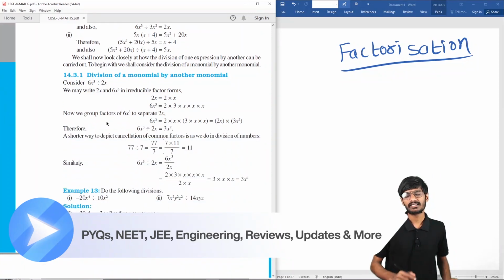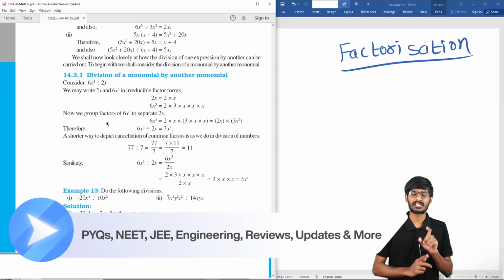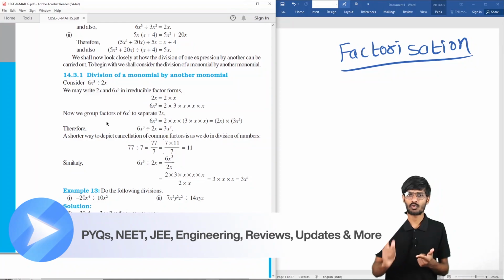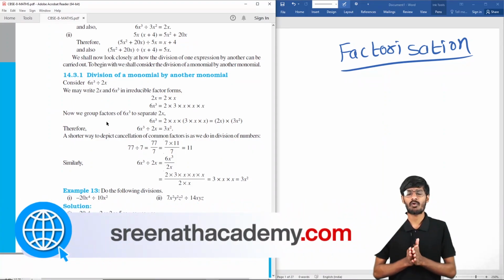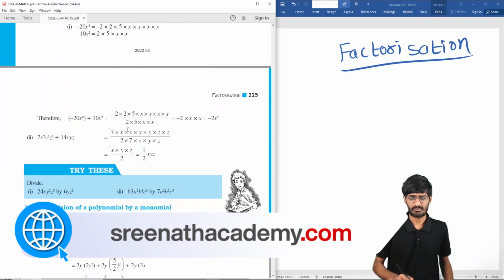In algebraic expressions, we know that if there is only a single term, it is a monomial. If there are two terms, it is a binomial. If there are three terms, it is a trinomial. And if it has more than three terms, it is a polynomial. We know about all that. So how to divide a polynomial by another polynomial, we are going to discuss and do some problems.